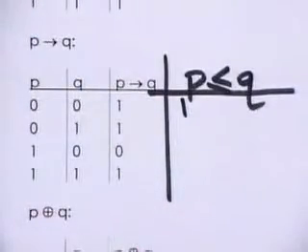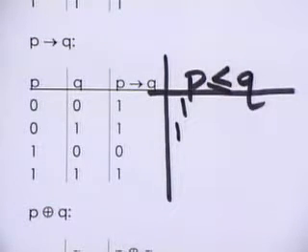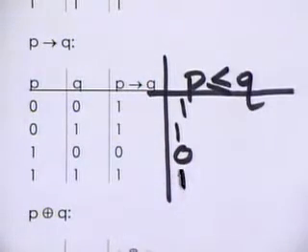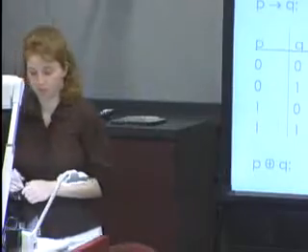In the second row, P is 0, Q is 1, so P is less than or equal to Q is true. In the third case, P is 1, Q is 0, so P less than or equal to Q is false. And in the fourth case, 1 is less than or equal to 1, which is true. So implication is just like a logical less than or equal to function. That's another way to remember implication. It really tells you why order matters with implication, because in less than or equal to, it matters which number you write first.